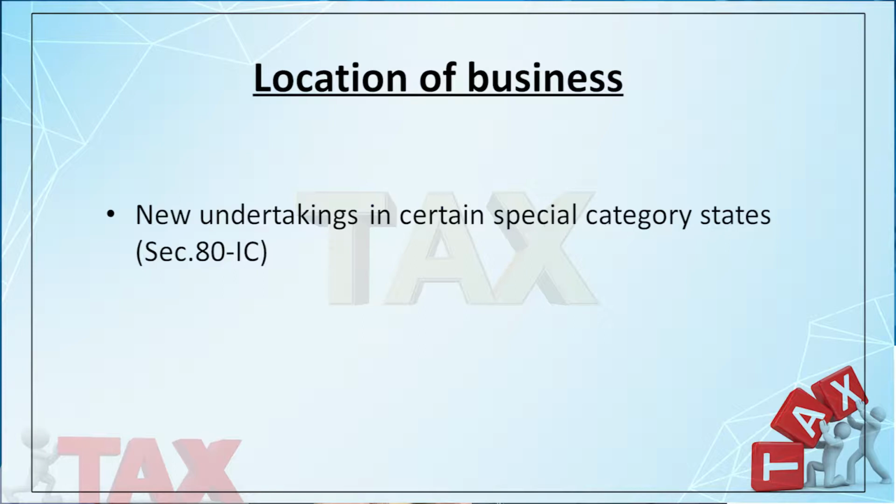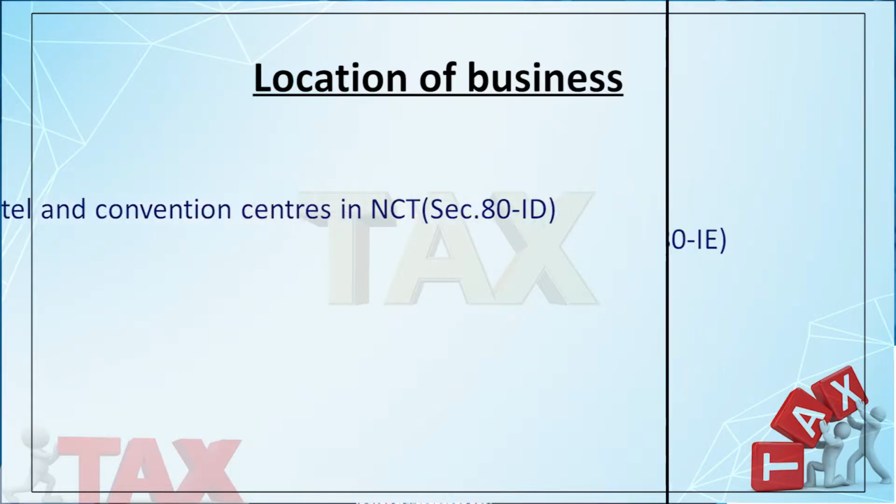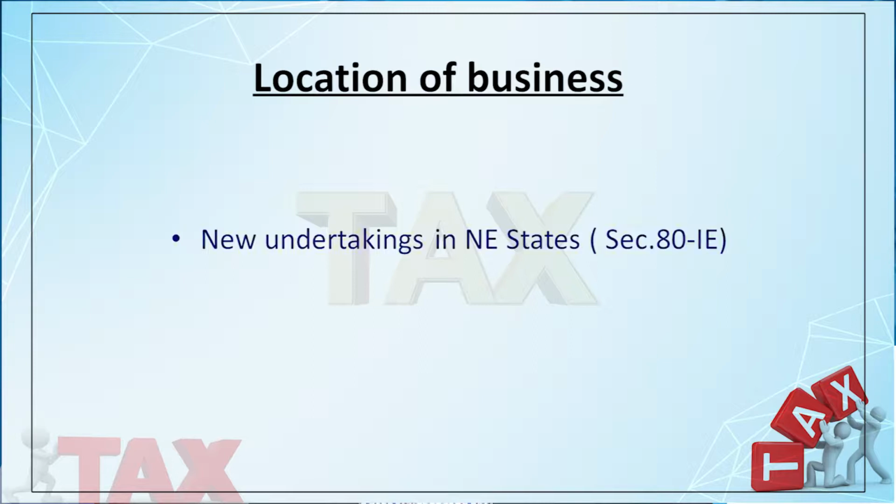Section 80IC states that if the new undertaking is set up in certain special category states. 80ID describes the new hotel or convention center in NCT area, National Capital Territory area. And the last one is 80IE, new undertaking in northeastern states. So, if you go into detail, you can find the places, the location. The income tax authority is providing the facility of tax exemption for such companies if they establish their unit. Obviously, it should be a new industrial unit in the specific area. It may be a special economic zone, a backward state, a special category state, or the National Capital Territory, or northeastern states.